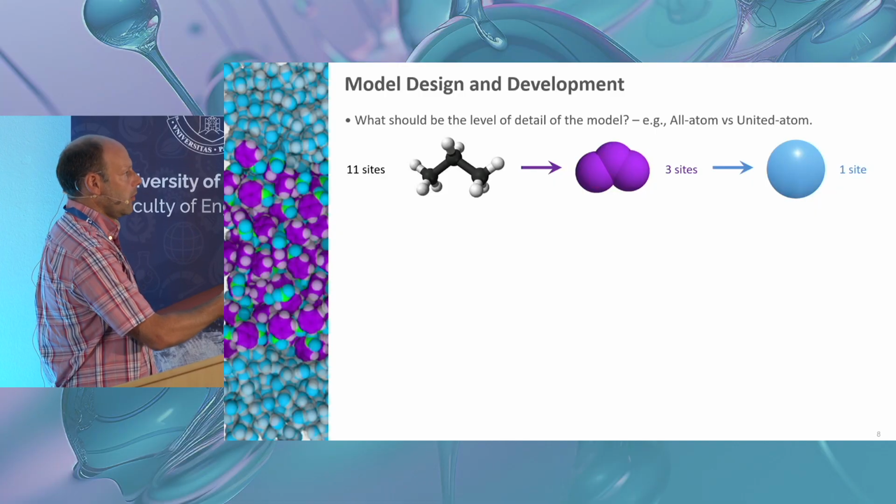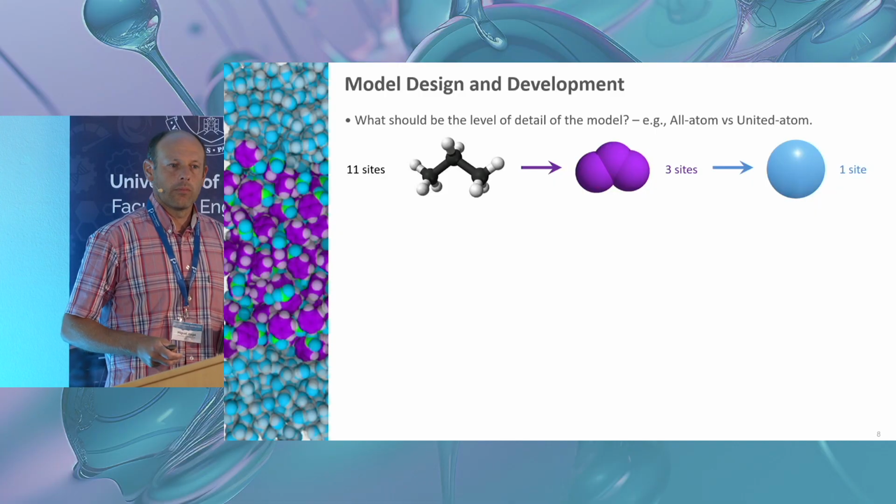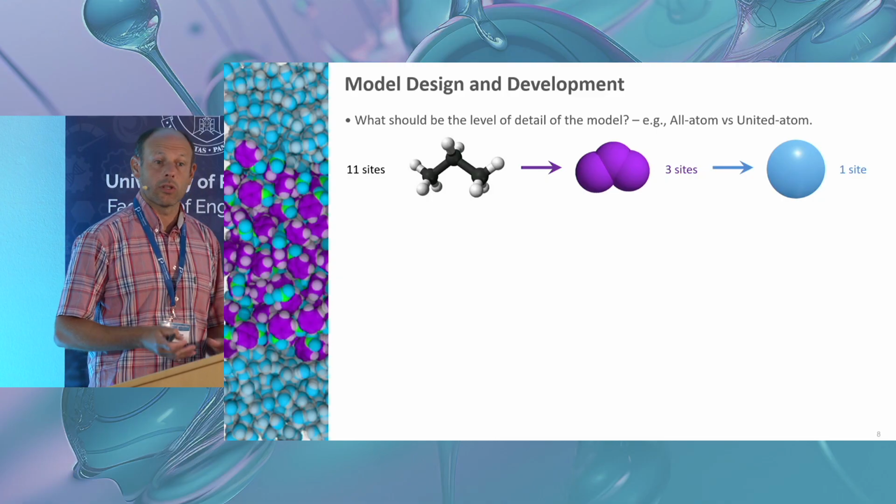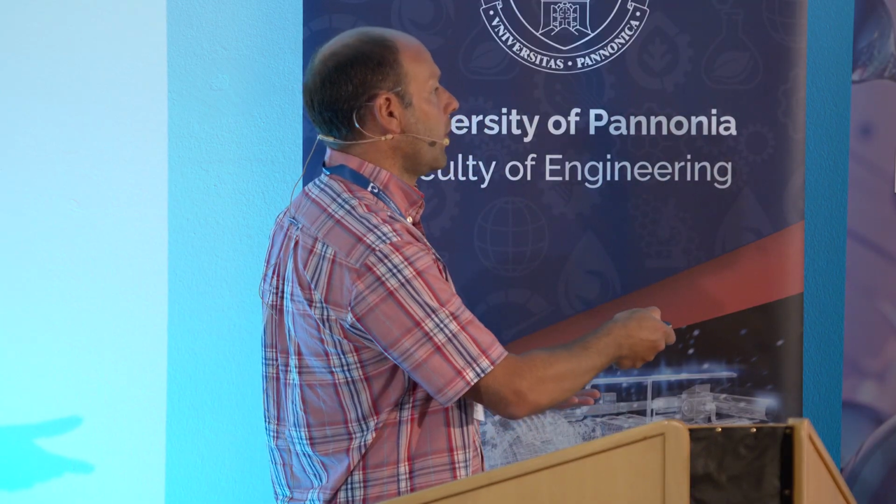So we can represent it by 3 sites, which are not a carbon. They're a CH3 and CH2 group. This is what is called the united atom approach. It's very popular, and we use it a lot as well, because in fact there's very little lost in going from this side to that side for a non-polar molecule.